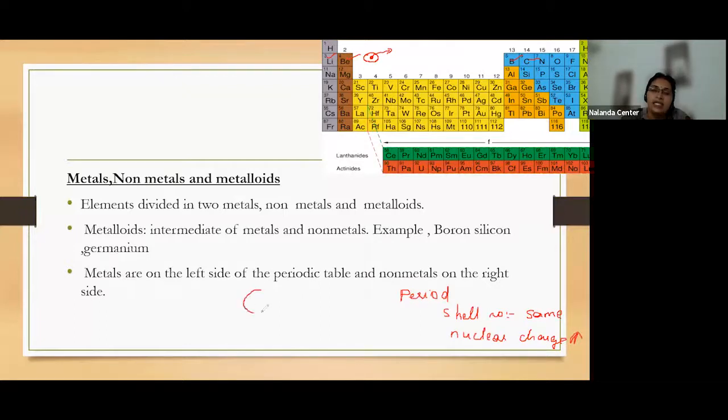Which means the nucleus is going to strongly attract the outermost electron, and the size of the atom is slowly going to decrease across a period. Because the shell number is the same and the nuclear charge is increasing. That means the nucleus is strongly attracting the outermost shell. So across a period, the atomic size decreases.